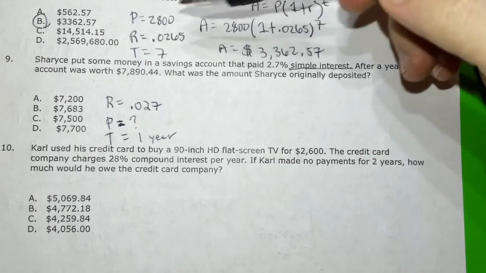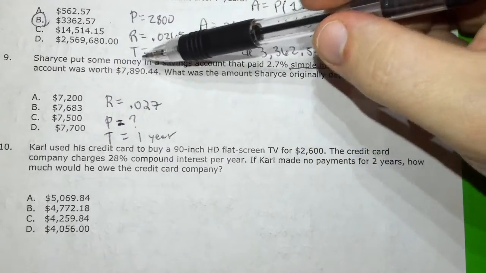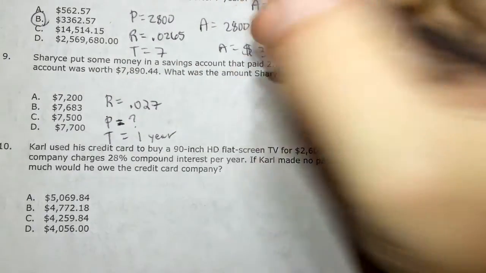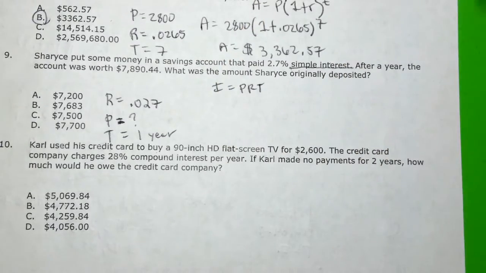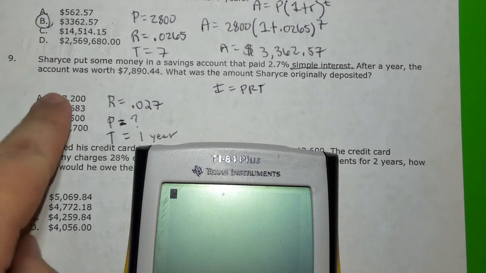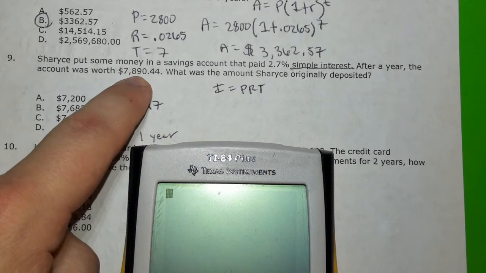Okay, so what you've got to do in this case, it gives you the account balance. So each of these, you've got to take them and try them out. My formula is I equals PRT, right? And so I'm going to try these different principal amounts out to see which one would yield this number.